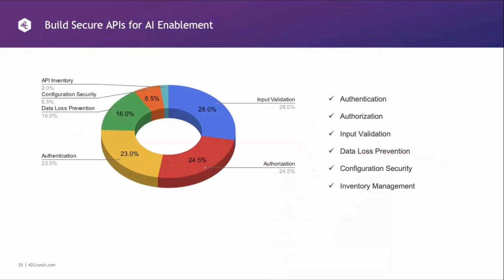So again, it raises the importance of improving your API development cycles, using the information that we provide in this report to understand what the root causes are, and what areas in your API development cycles you can improve to reduce the number of vulnerabilities getting in in the first place.